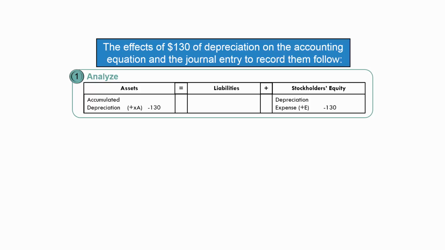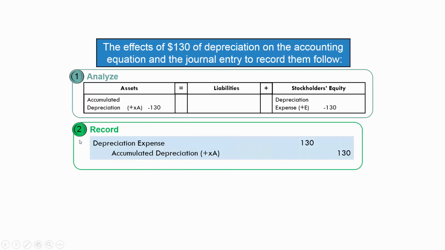When we record this, we are going to be recording depreciation expense, which is negative stockholders' equity because it reduces retained earnings, because it reduces net income. And we are going to be crediting an asset account, or as you see here, increasing a contra, reducing an asset account for the same amount. Expenses tend to be debits, so depreciation expense is debited and the credit is to accumulated depreciation.